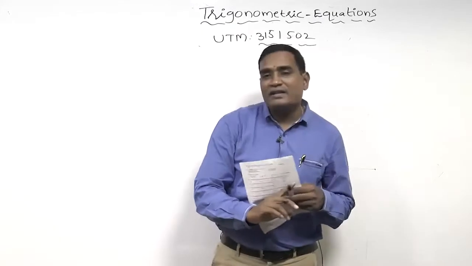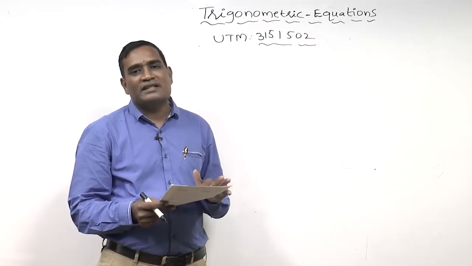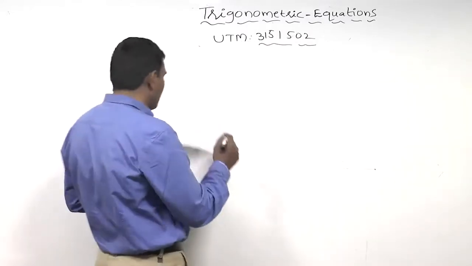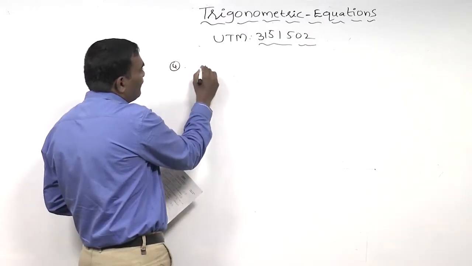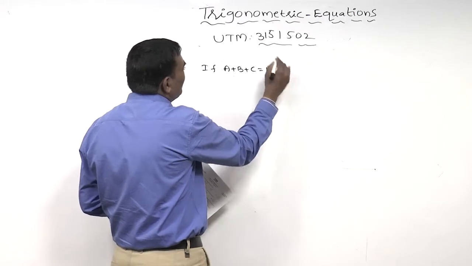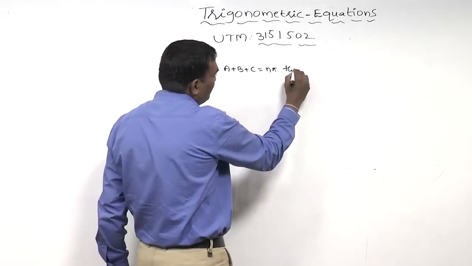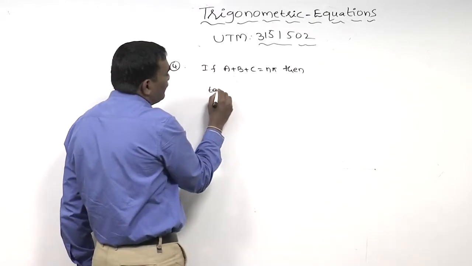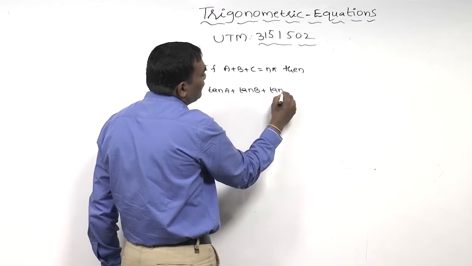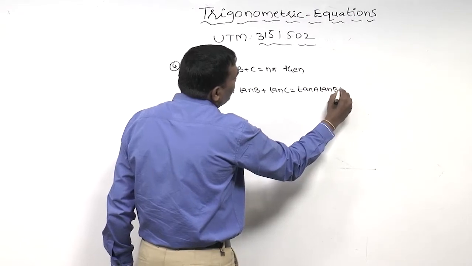Here one condition is there. What is that condition? tan x plus tan 4x plus tan a plus tan b plus tan c is equal to tan a into tan b into tan c. You remember this important condition. If a plus b plus c is equal to n pi, where n is any integer, then tan a plus tan b plus tan c is equal to tan a into tan b into tan c.